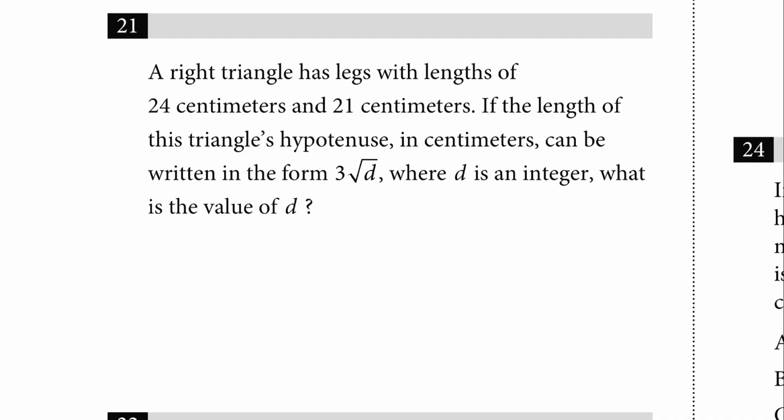A right triangle has legs with lengths of 24 and 21 centimeters. If the length of this triangle's hypotenuse can be written in the form 3 radical d, where d is an integer, what is the value of d? Well, you can see that both 24 and 21 are divisible by 3, so I'm going to break this down a little bit differently.